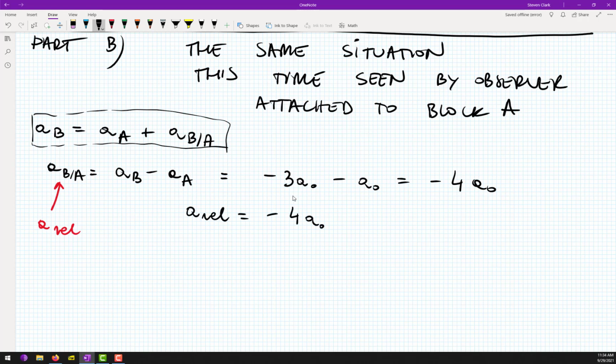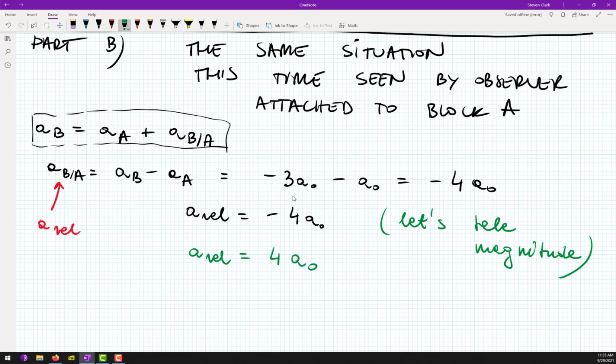Minus 4a0. Do you mind, guys, if we speak in magnitudes right now? Because we just care about relative displacement. So let's take the magnitude of that. So a_rel is equal to 4a0. And by the way, it's also constant, because a0 is constant.